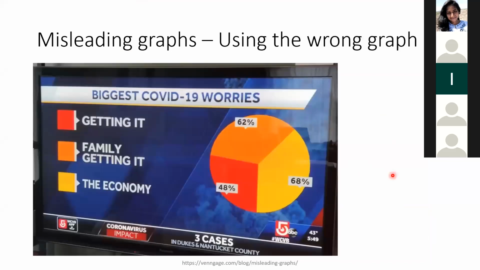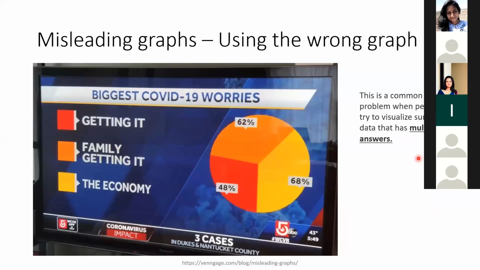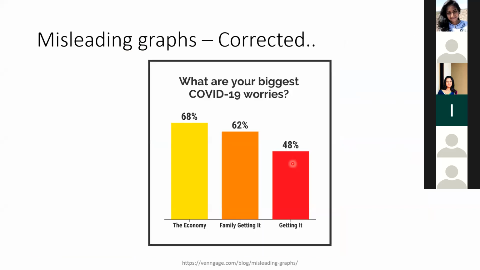Then what's wrong with this plot? Biggest COVID-19 worries. Some media channel was asking, either you are getting it, or family getting it, or the economy. What's your most concern, right? As you can see, the sum of the percentages are not 100% because this is a multiple answer question, right? So when a multiple answer question is there in your questionnaire, you cannot use a pie chart. It will be a misleading result. So a better option would be a bar chart, right?